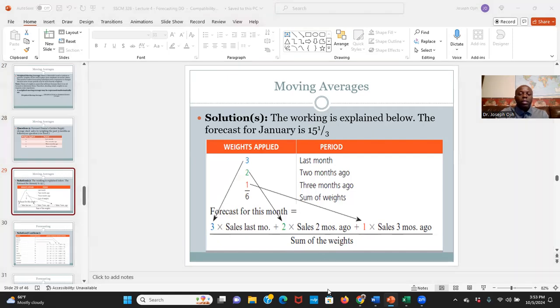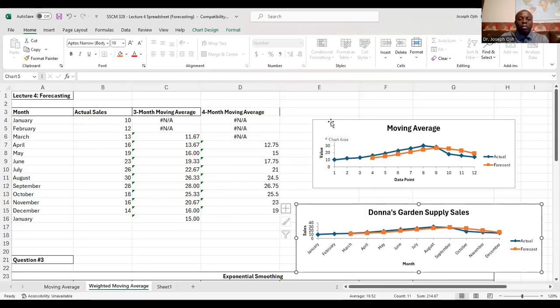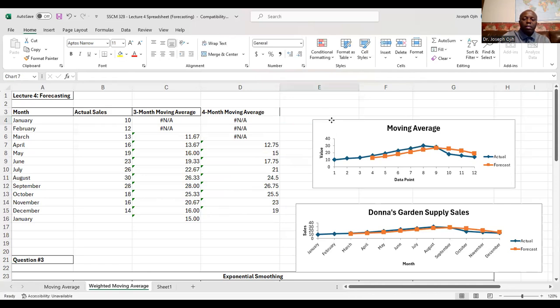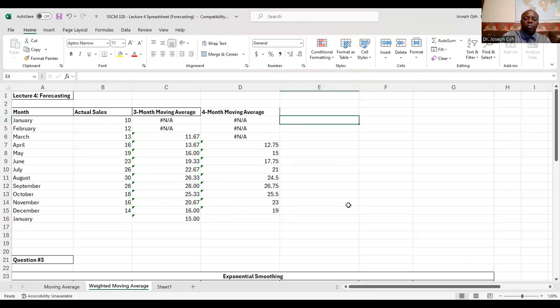Okay. So for the weighted moving average, let's use this data set. I'm going to delete all this from here. Delete the graph, this graph here, so I can have space to work on this.